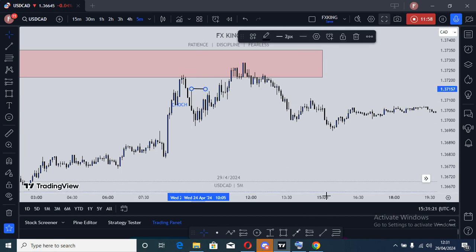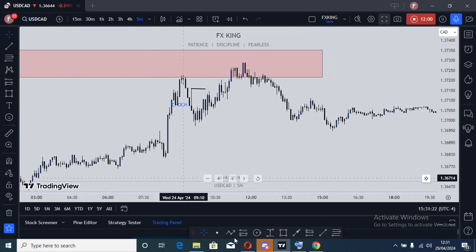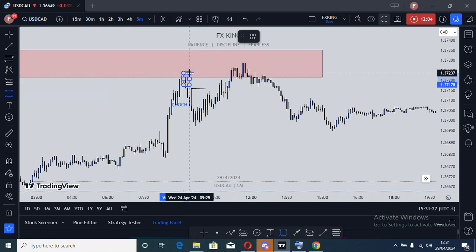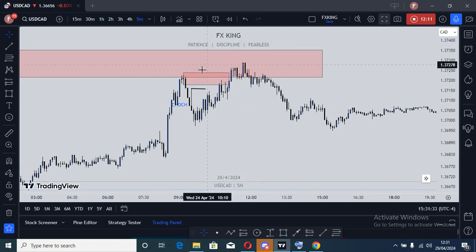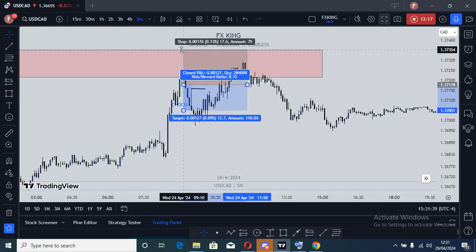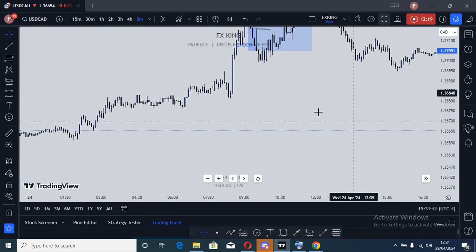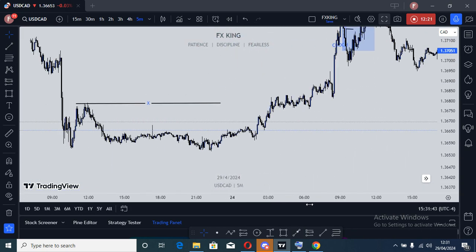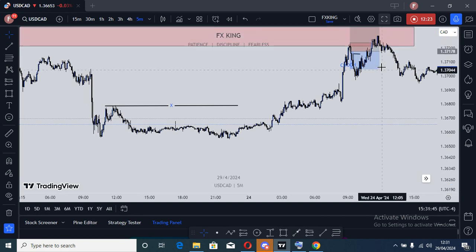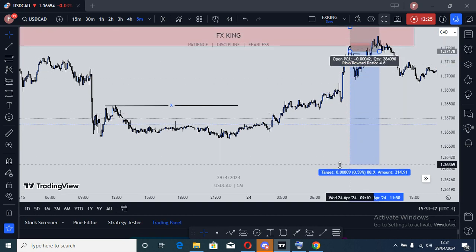Now, once this inducement is taken, you can look to sell above here. You can look to sell directly here. So you can see that price reacted from this, then fell. So when you sell above here, what your position is supposed to look like is something like this. Then you target the lows here. This is how your position is supposed to look like.